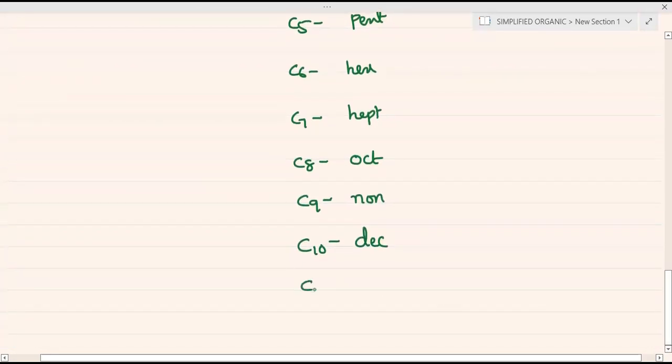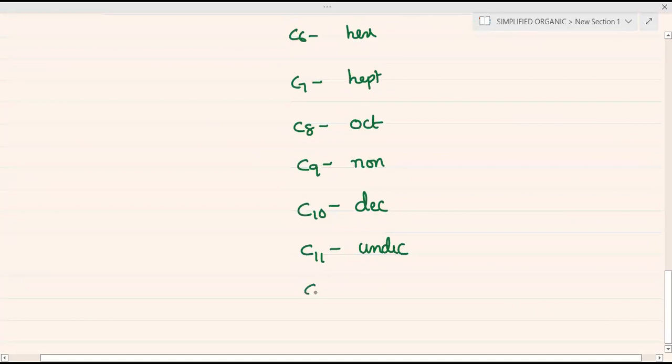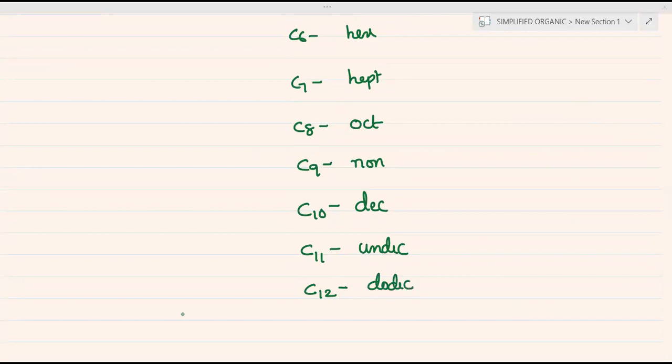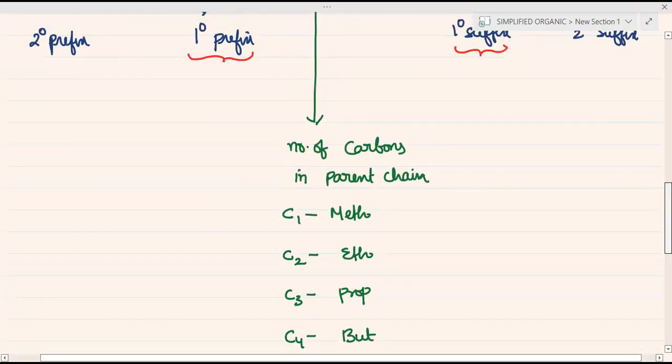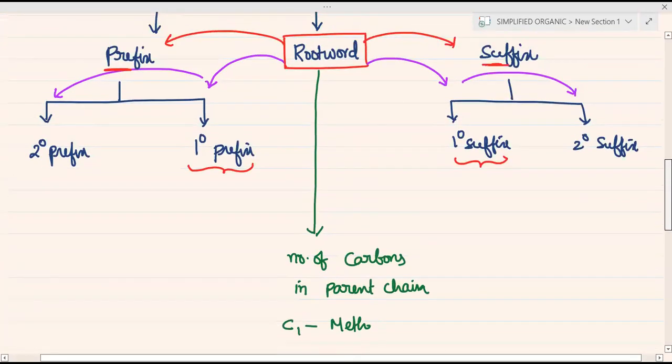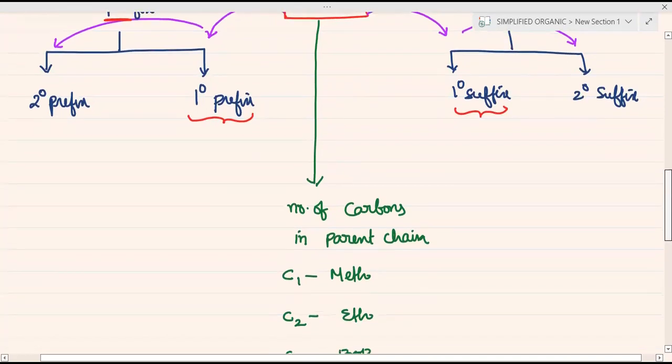And if there are 11 carbons, it is called undec. And lastly, if there are 12, it's called dodec. So therefore, the root word will give you the information of the number of carbons present in the parent chain.